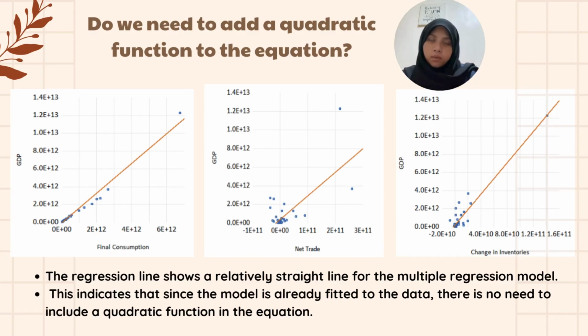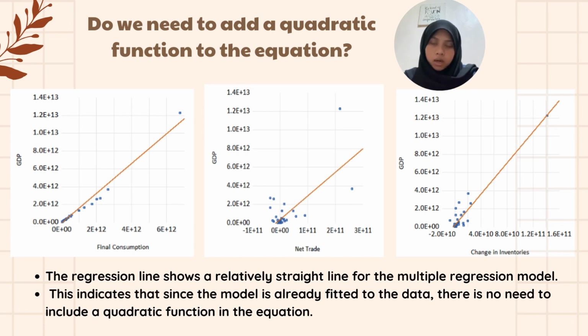Based on the graph provided on the slide, we can decide whether to add a quadratic function to the equation or not. Based on the scatter plot shown on the slide, the regression line shows a relatively straight line for the multiple regression model. This indicates that since the model is already fitted to the data, there is no need to include a quadratic function in the equation.